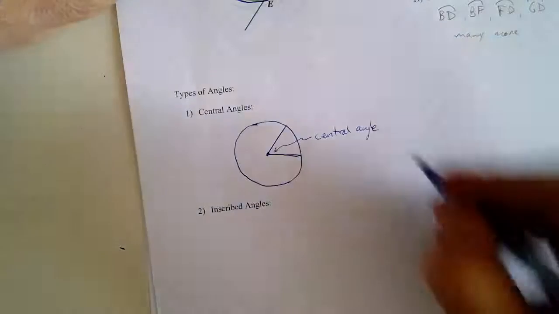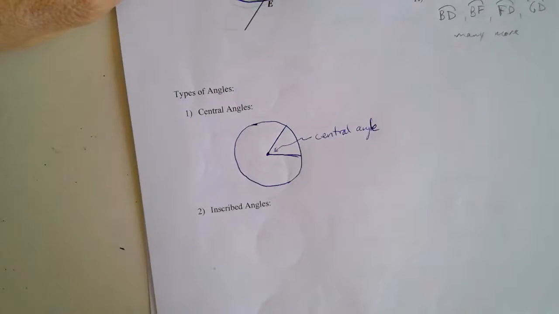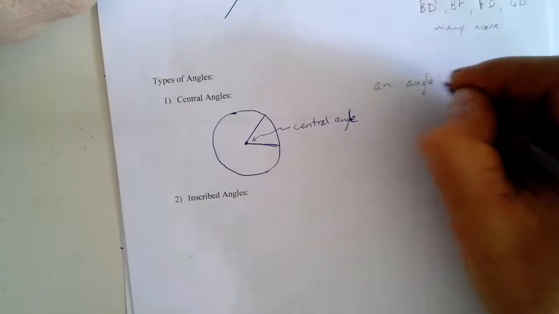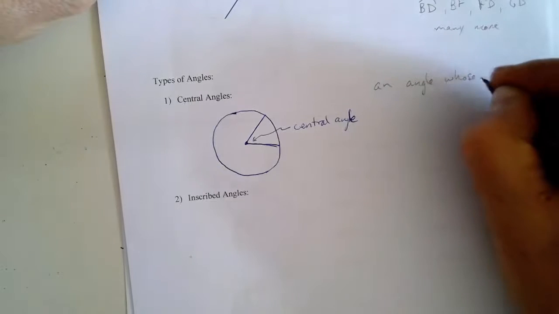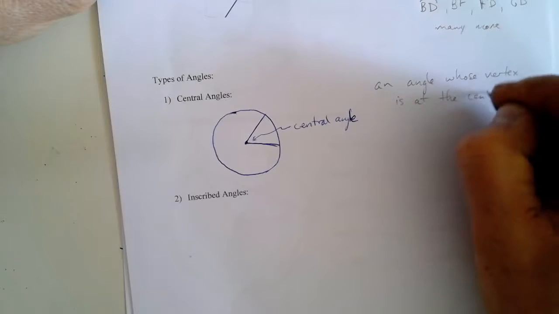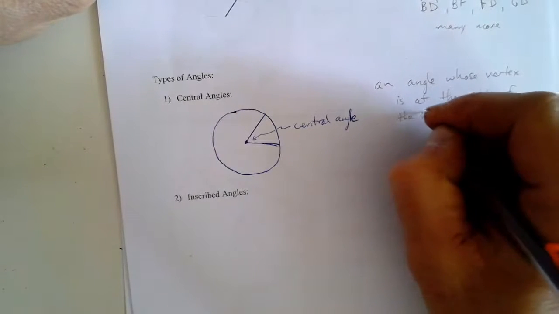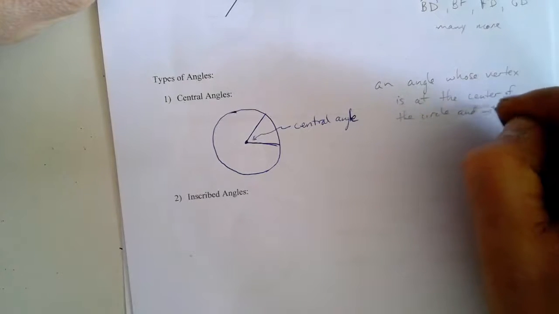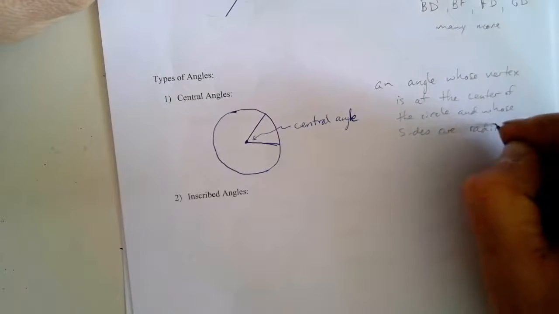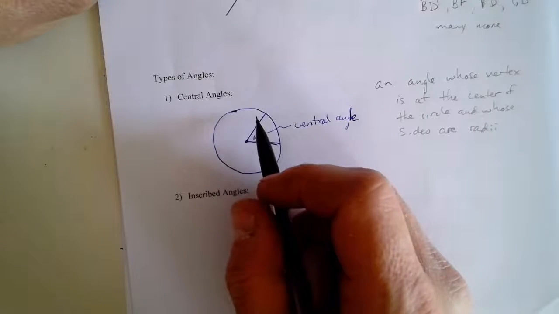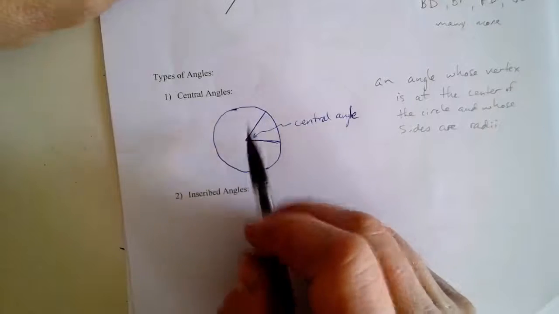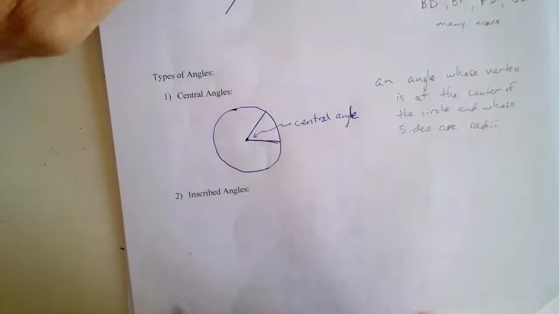The key aspect is, it's an angle whose vertex is at the center of the circle, and whose sides are radii. So these sides must be radii. If you have a diameter as a side, that doesn't make sense. You have to have the two radii. You can't have chords as sides. It must be a radius. Okay, that's your central angle.